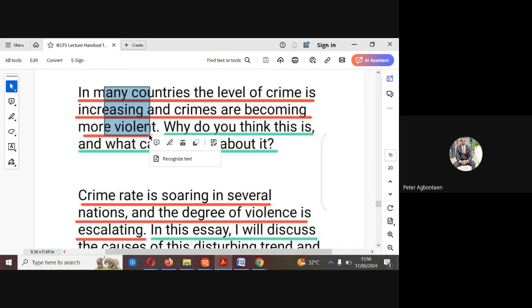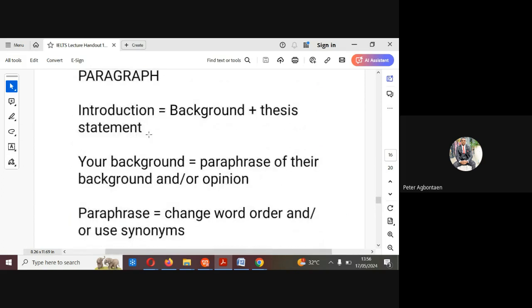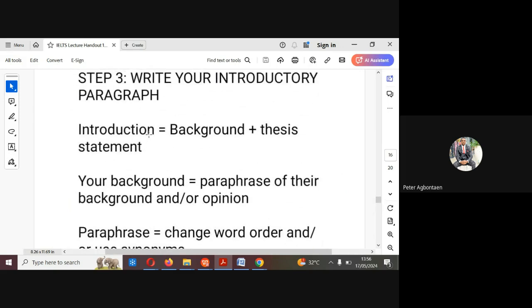Now, let me take you back a little bit before I move it forward. Remember, I said if you want to write your introductory paragraph in an IELTS essay, there are two things you have to put together. So there are two components to the introductory paragraph. The first one is a background statement, and the second one is a thesis statement. I just finished explaining to you how you write your background statement. Now, let's delve into how you write your thesis.